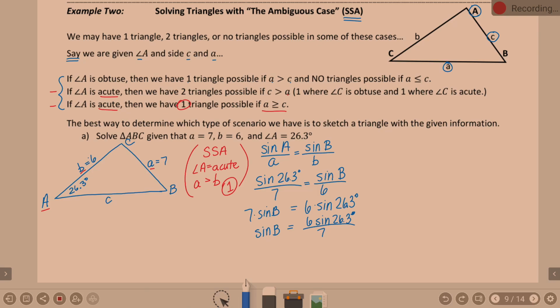Okay. How do we solve for B? Inverse? Here's the deal, guys. First of all, let me answer the question some of you guys were thinking about. Can we just divide sine and B apart? I wish it was that easy. Sine and B are attached. We can't just divide them apart.